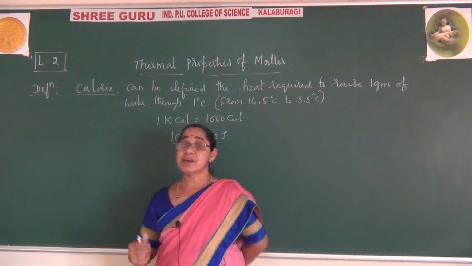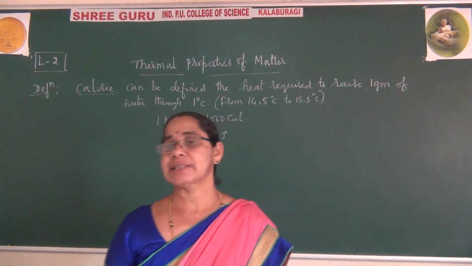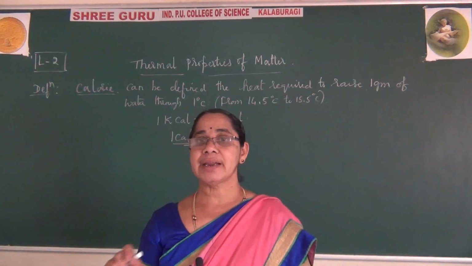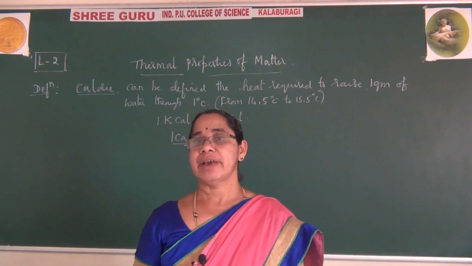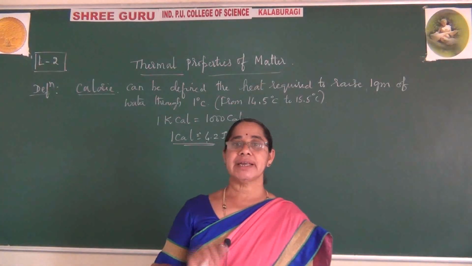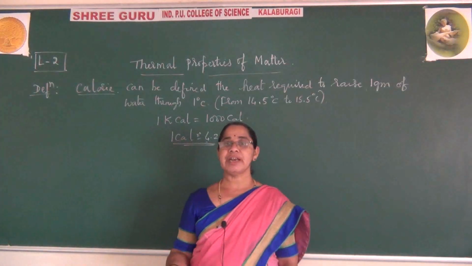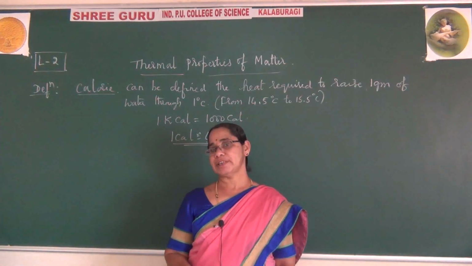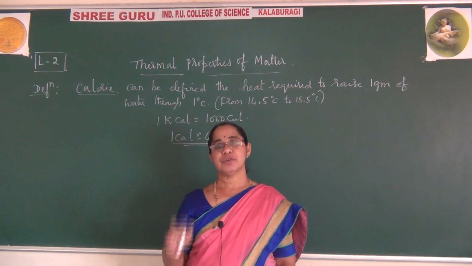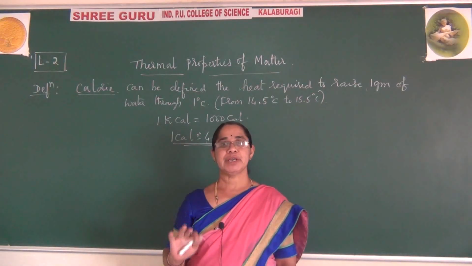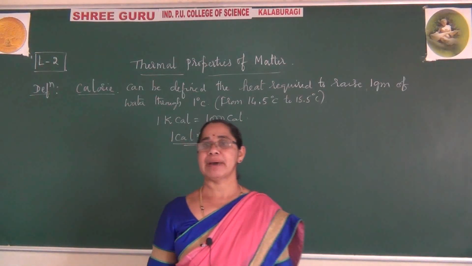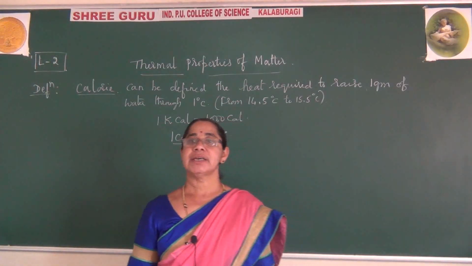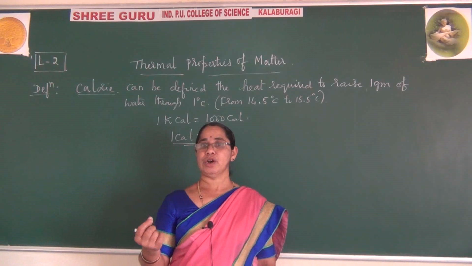To explain this, we also learned one more concept in the last class, Joule's mechanical equivalent of heat. There we learned that according to Joule, work done is directly proportional to the amount of heat produced, where W is proportional to Q, and also we learned the relation W by Q is equal to a constant, and that constant is represented by J, called Joule's mechanical equivalent of heat.